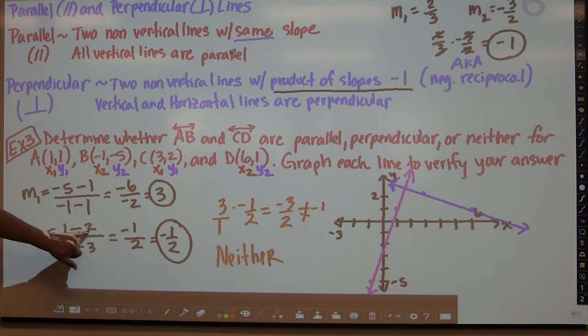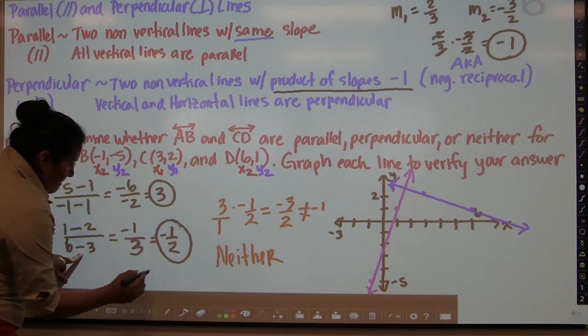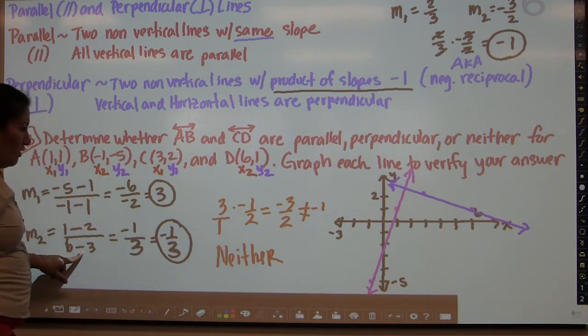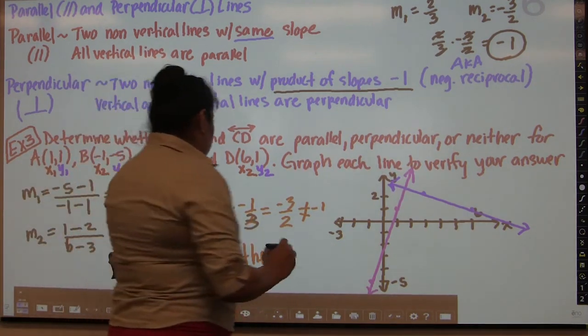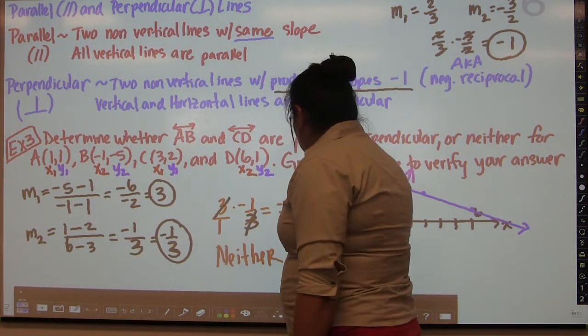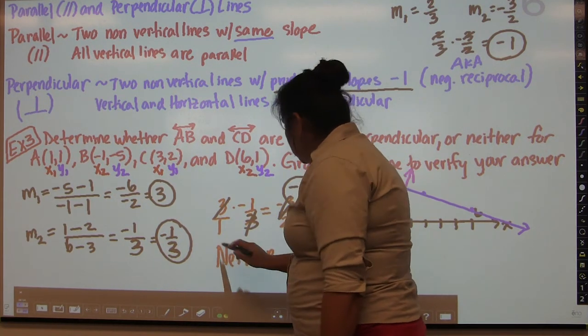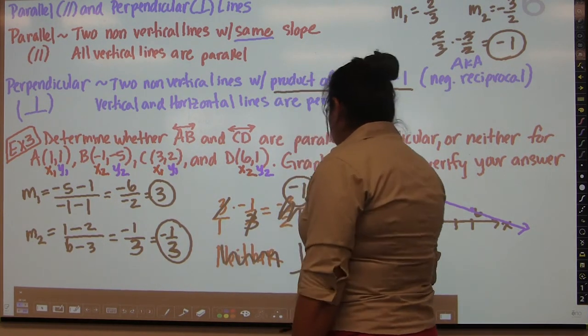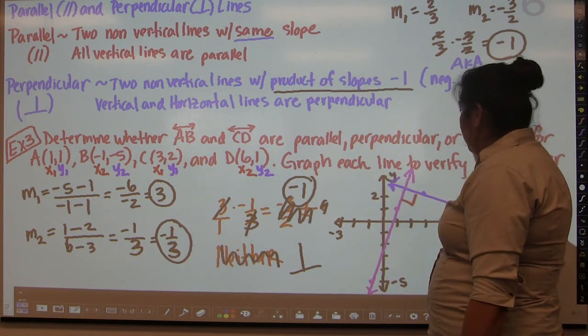So we got 1 minus 2 is negative 1. 6 minus 3 is not 2. 6 minus 3 is 3. So sorry about that. And that gives us negative 1/3. And when I come over here and multiply, I am actually going to get the 3's to cancel. And I will, in fact, get negative 1. And so these are, in fact, perpendicular lines verified by my graph right there.